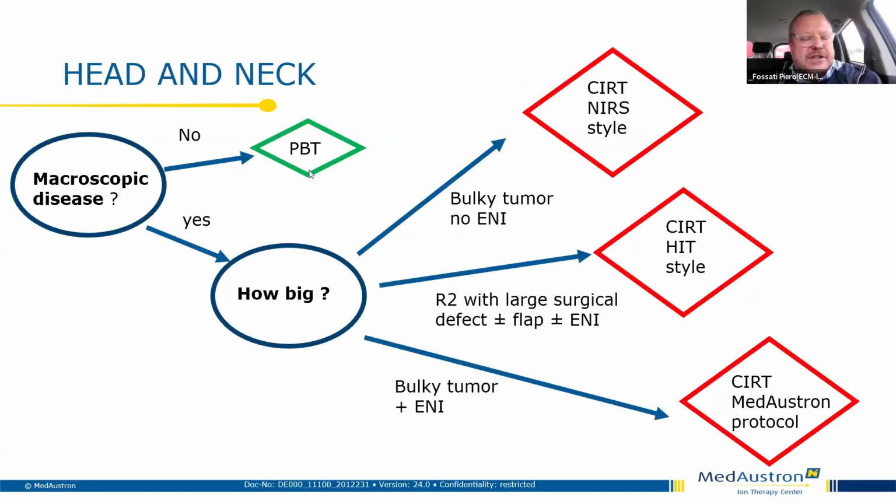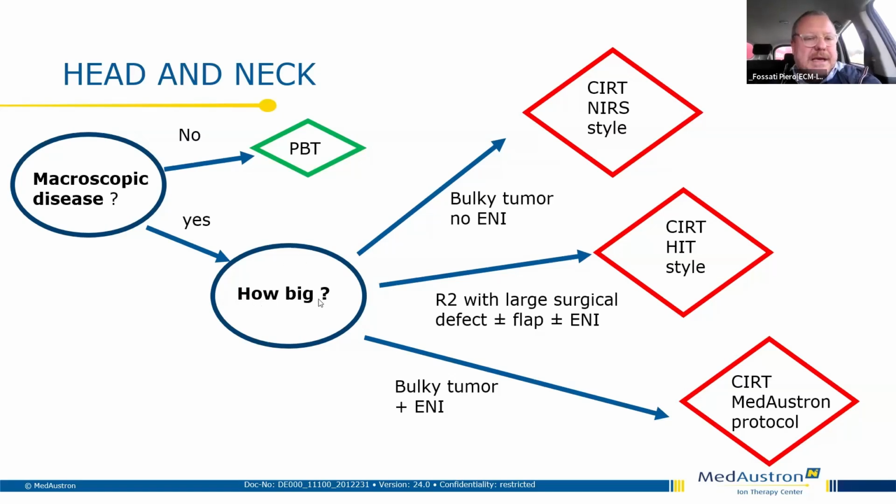So head and neck, just to give you a little bit the workflow of what we do in MedAustron. If the patient comes to us, first question for a head and neck non-salivary gland is, is there macroscopic disease? If no, if it was just an R1 resection or even R0 resection, but with risk factors, also if the patient purely needs post-operative treatment, then we are happy to treat the patient, but we treat it with proton therapy. Instead, if there is macroscopic disease, then carbon comes into play.